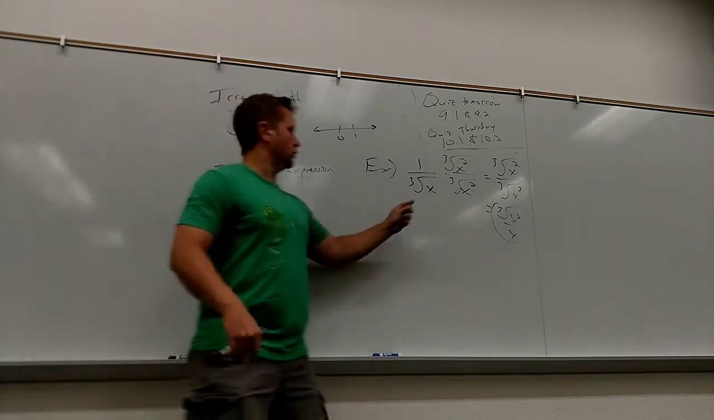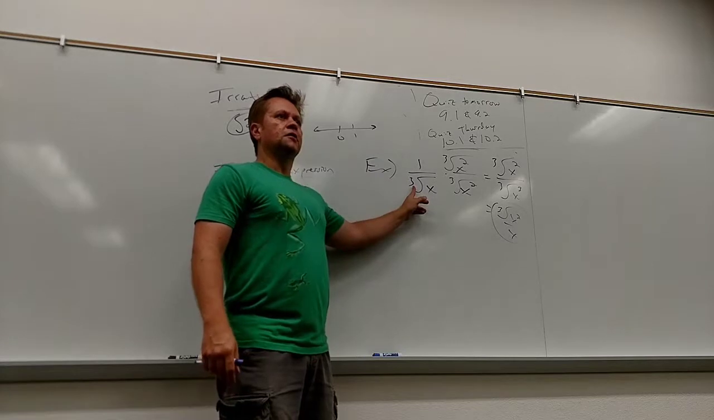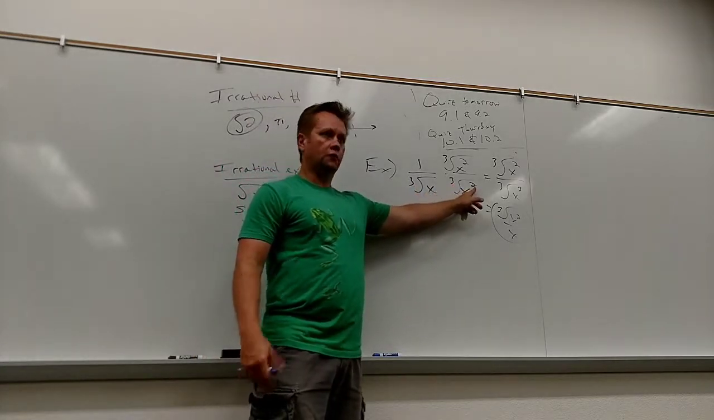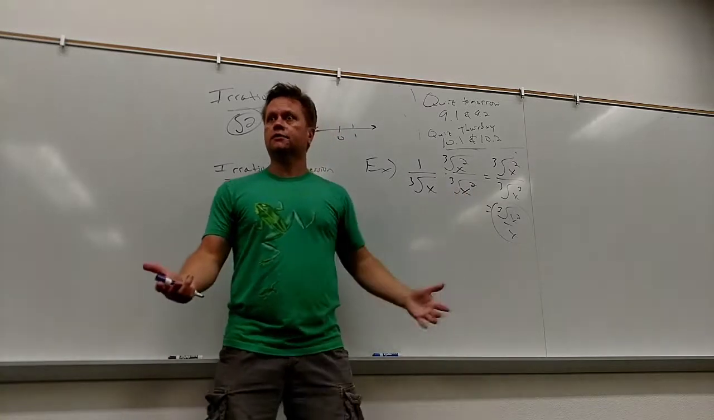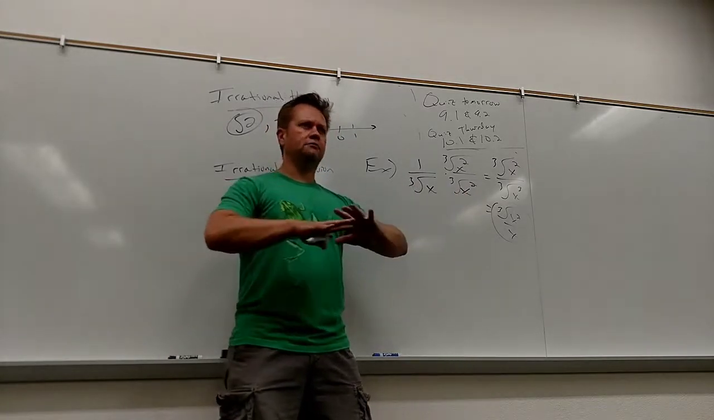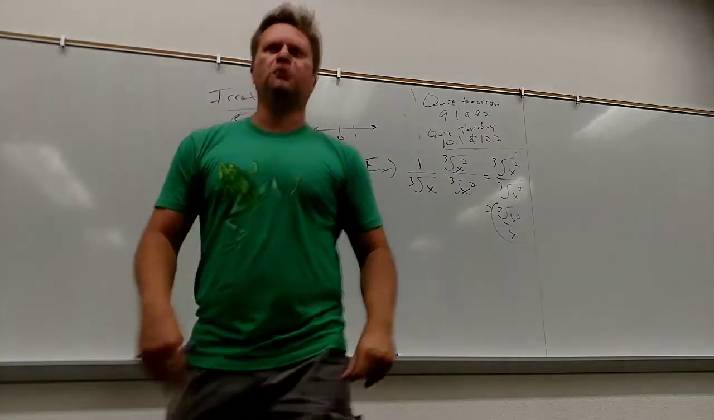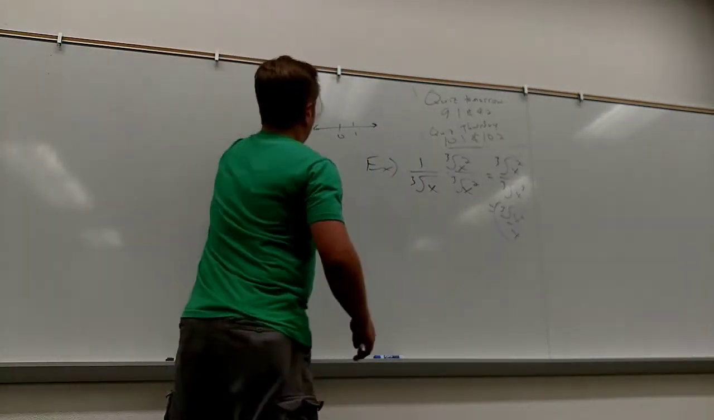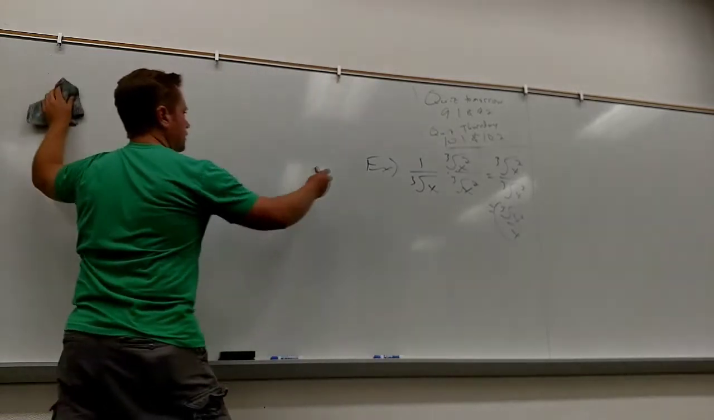So how would our work have changed if that had been a 5th root? We would have done 5th root of x to the 4th, because we would have needed 4 more x's. Is that whole idea difficult? No, don't make it more than it is. Let's see, that's example 1.